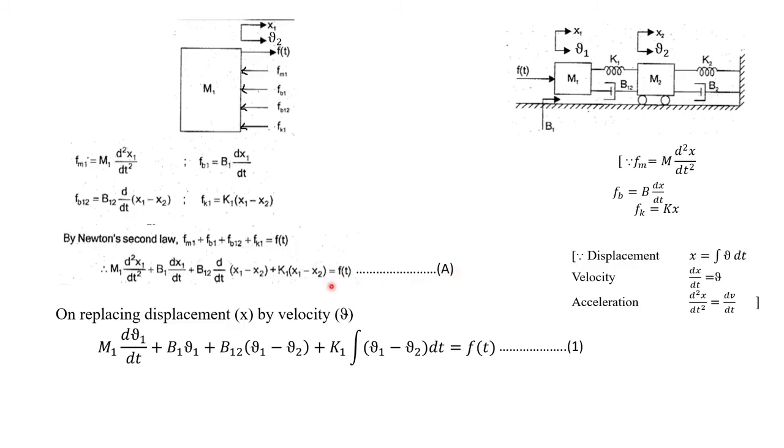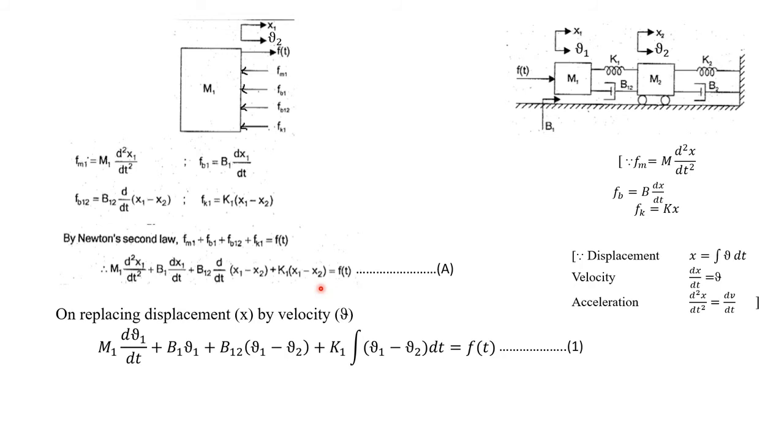Okay, so till this, the steps will be similar to the transfer function of a mechanical translational system, isn't it? So in a mechanical translational system, after this, what we have to do? We have to take Laplace transform on both sides, and we find the transfer function. Now here the transfer function is not asked.